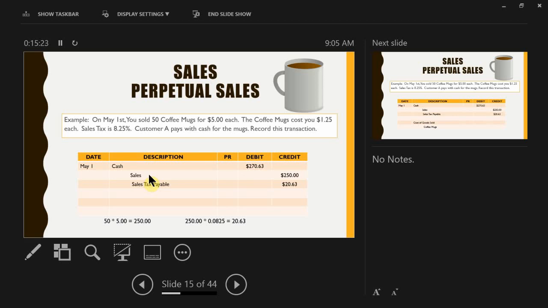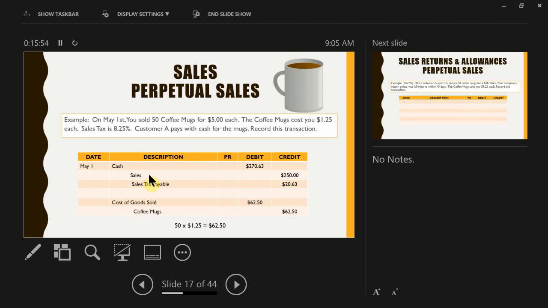Now I need to update my inventory because I sold 50 items. I got rid of 50 items. If each cup cost me, because I purchased it from my vendor, $1.25, including all freight and whatever, that's my cost per item. So if I sold 50 items at $1.25, what is my total cost of goods sold? $62.50. Correct, right? 50 times $1.25. So that's how much it cost me to sell 50 of those mugs. And therefore, that's exactly how much I'm going to be taking out and updating my inventory.